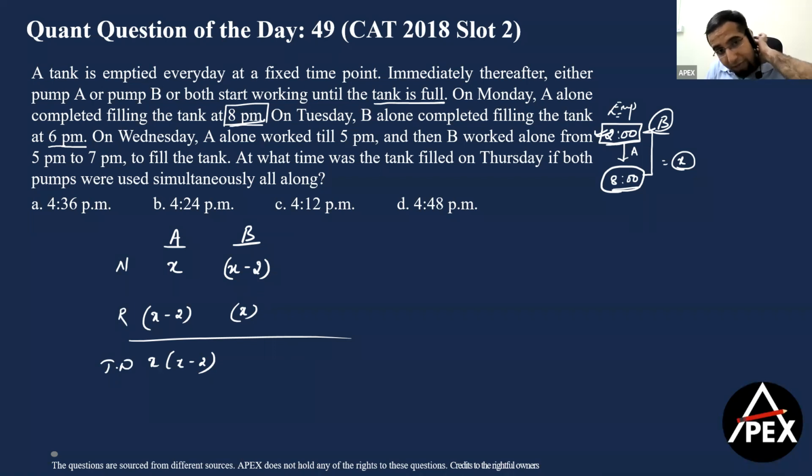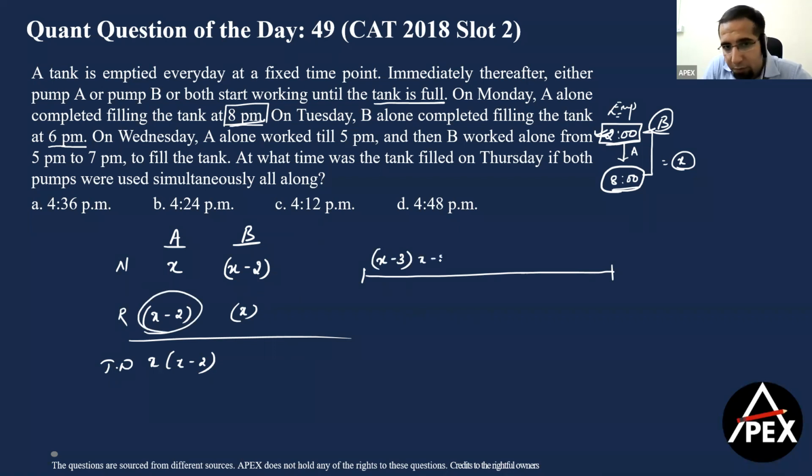Now on Wednesday, A alone worked till 5 p.m. Again, at 2 p.m. or approximately that fixed time the tank is emptied, and pump A worked till 5 p.m. That means, can I say pump A worked for X minus 3 hours, completing X minus 2 units per hour. This is tap A till 5 p.m. Now from 5 p.m. to 7 p.m., we know this value is exactly 2 hours, tap B alone worked. That means in 2 hours, tap B would complete X units per hour.